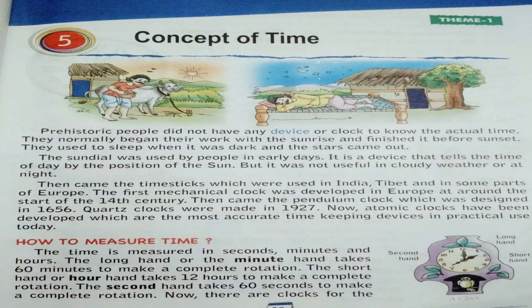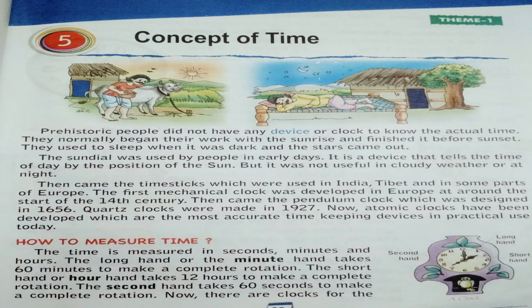Then came the time sticks, which were used in India, Tibet, and in some parts of Europe. The first mechanical clock was developed in Europe at around the start of the 14th century. Then came the pendulum clock, which was designed in 1656. Quartz clocks were made in 1927. Now, atomic clocks have been developed, which are the most accurate timekeeping devices in practical use today.